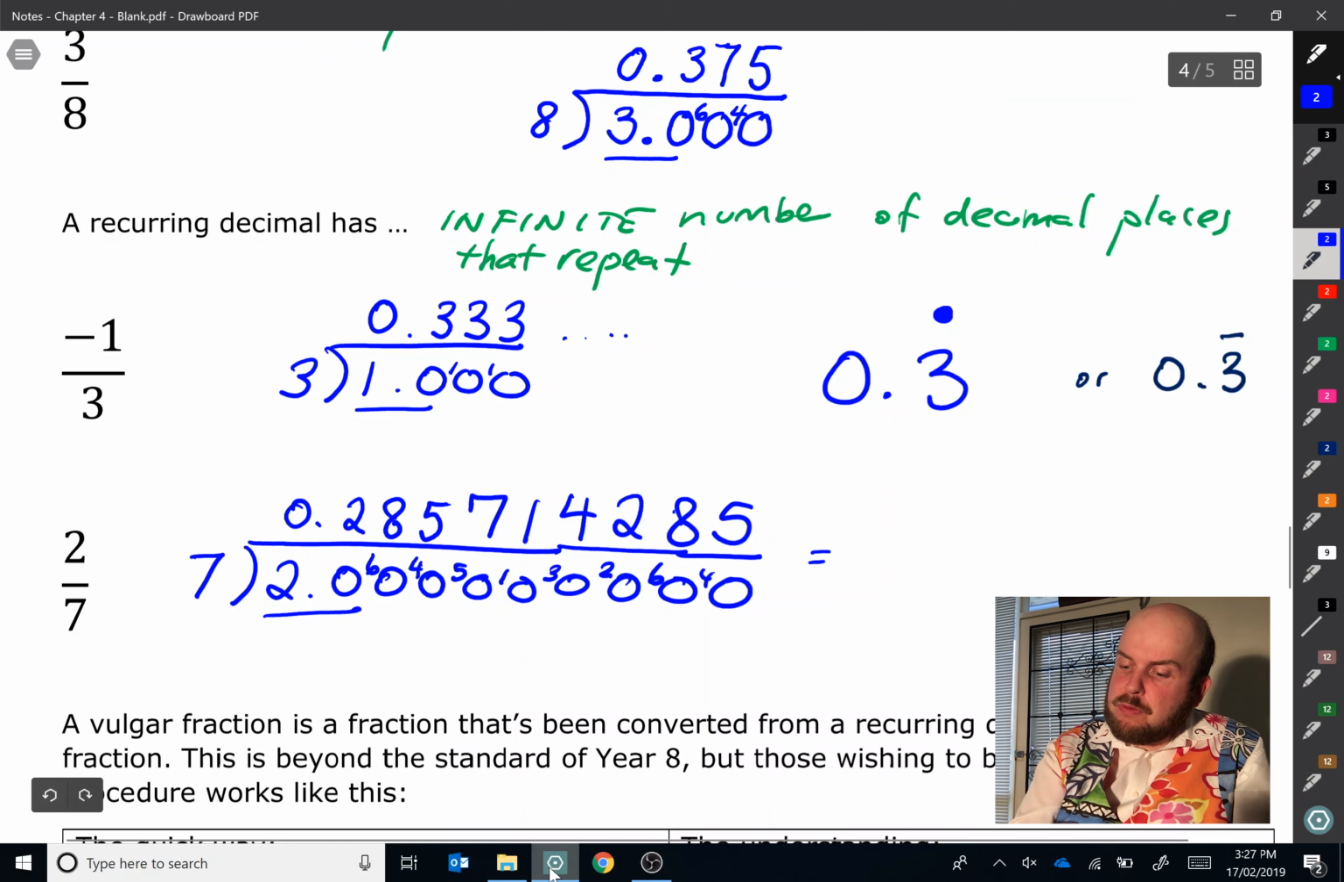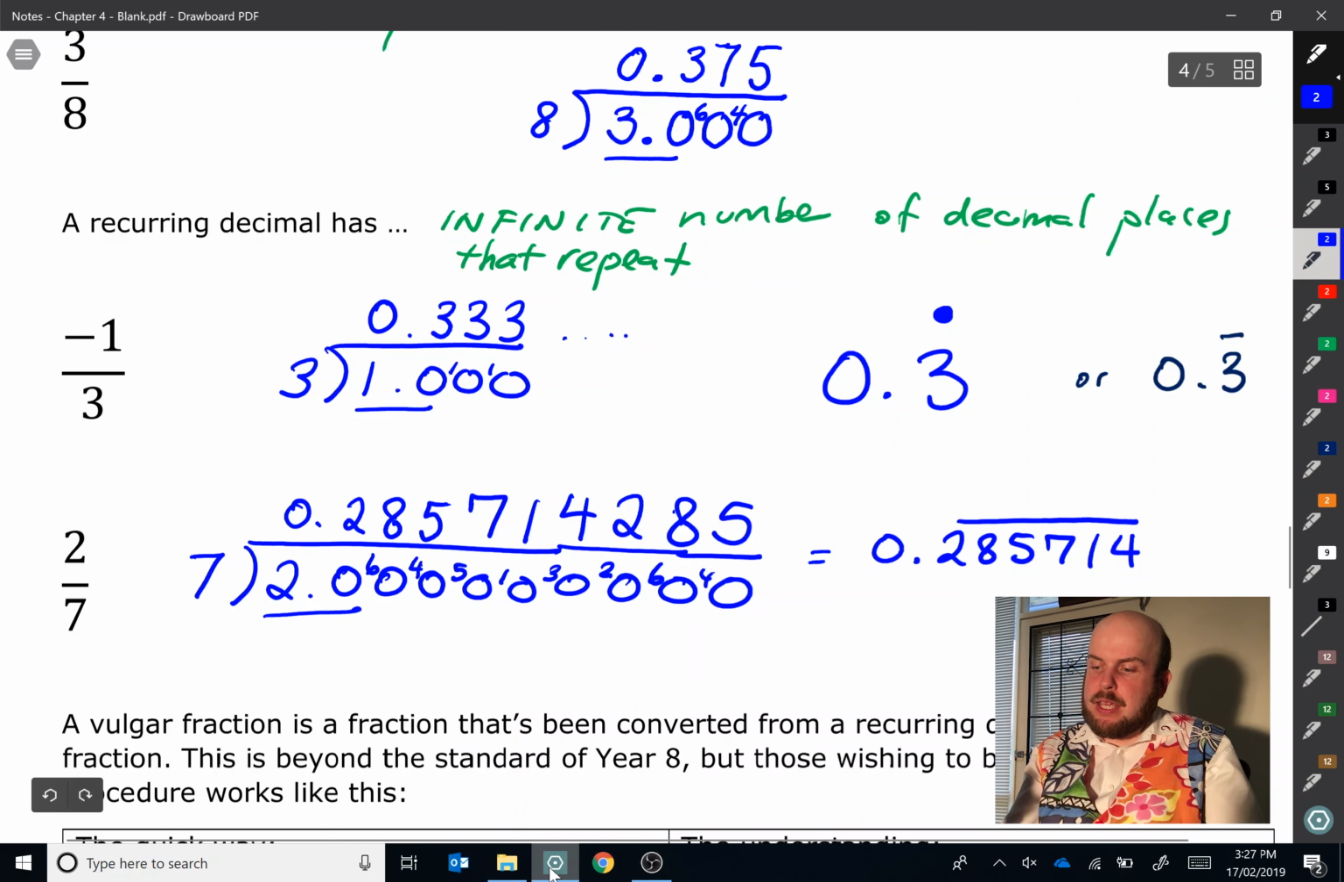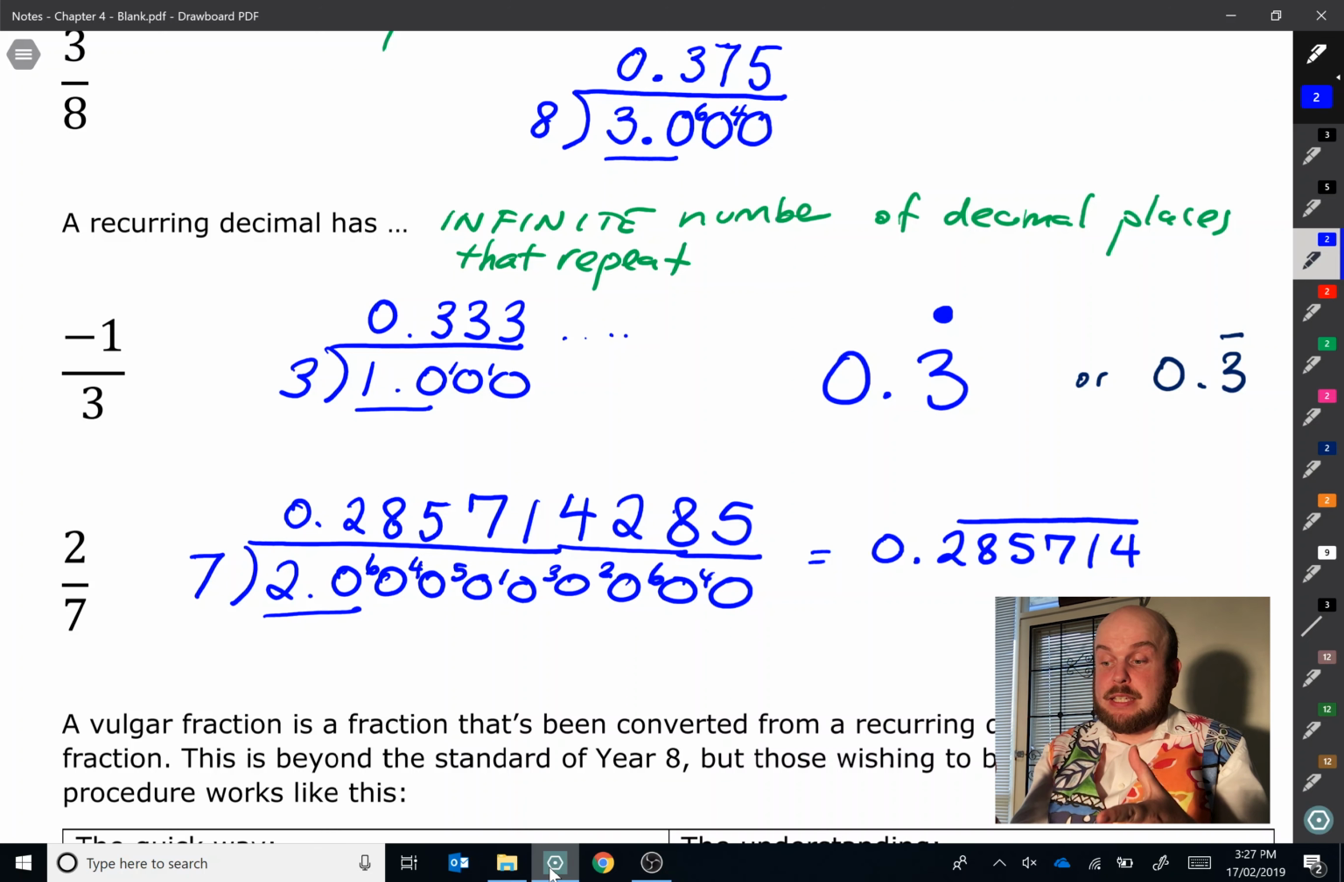So because it repeats at the 2 there, what I'm going to do is write this as 285714, and then put that line over at the top there. So that just means that it's repeating for those digits over and over again.